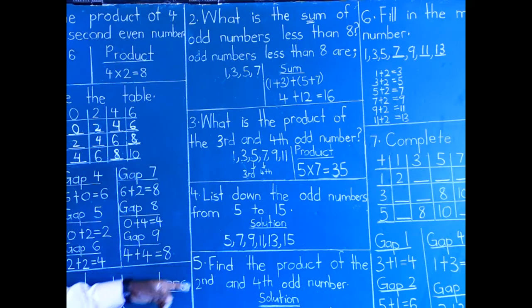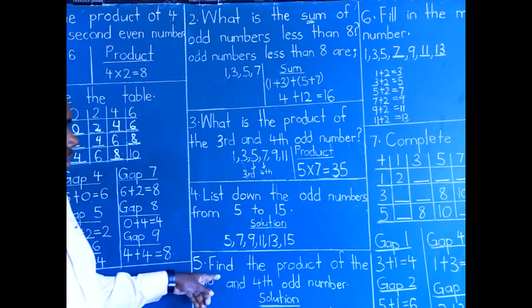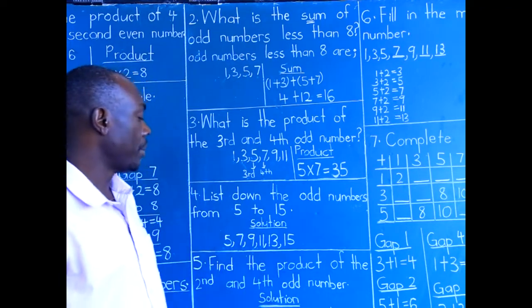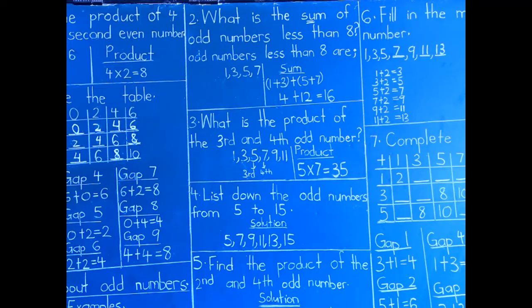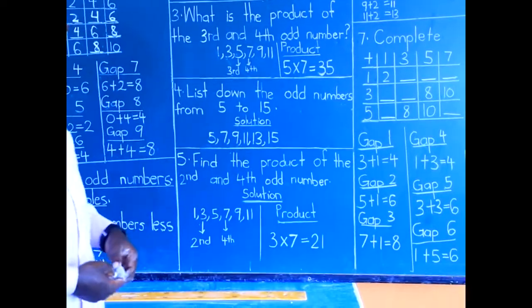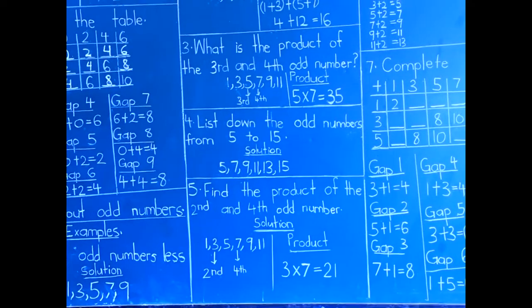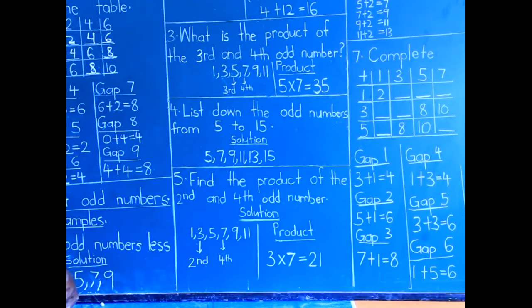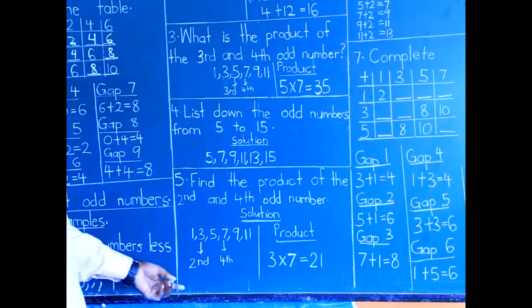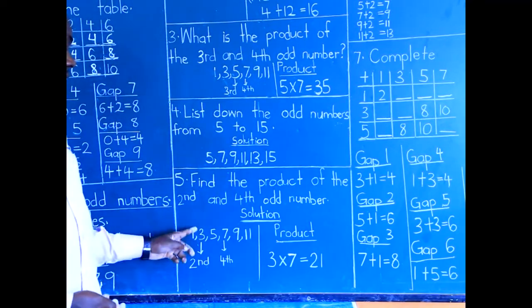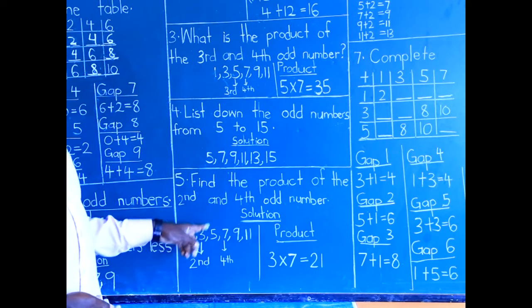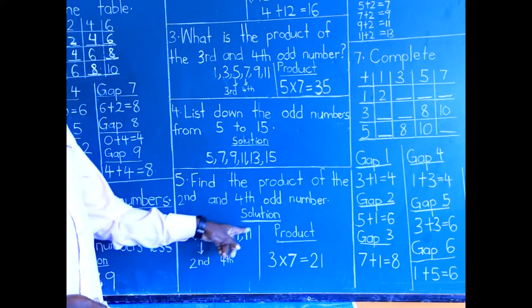And then look at this example teachers brought in number 5, which reads, find the product of the second and the fourth odd number. Like we did in number 3, we list odd numbers, and then later we identify the second and fourth, and later find the product by multiplying. So the odd numbers listed are 1, 3, 5, 7, 9, 11.